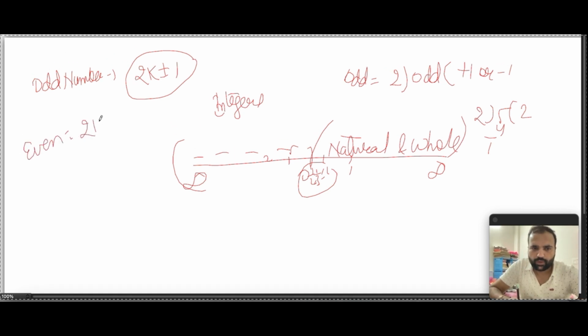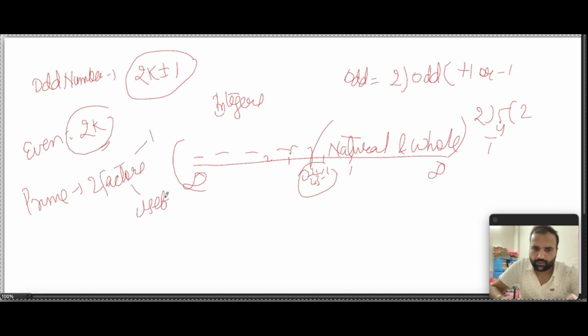Even numbers are of the form 2k, because all the even numbers are divisible by 2. Then we have prime numbers, any number which has just two factors, the number 1 and the number itself, just two factors. Then we have composite numbers.